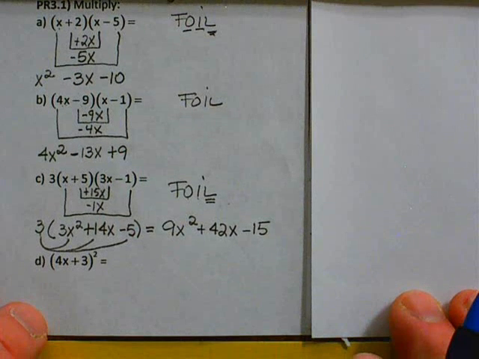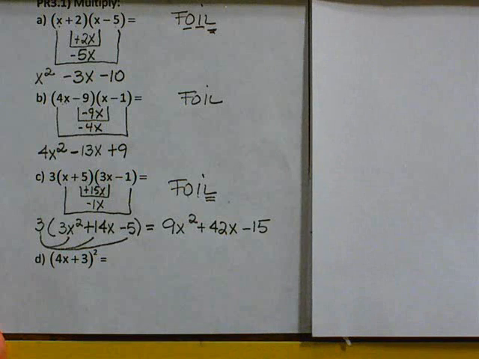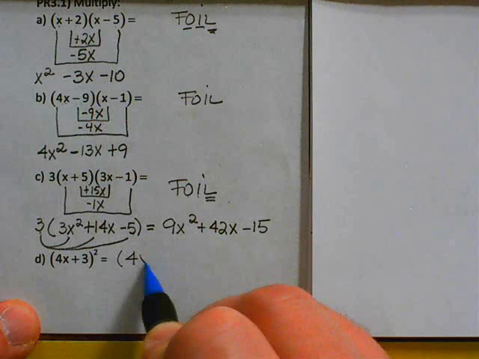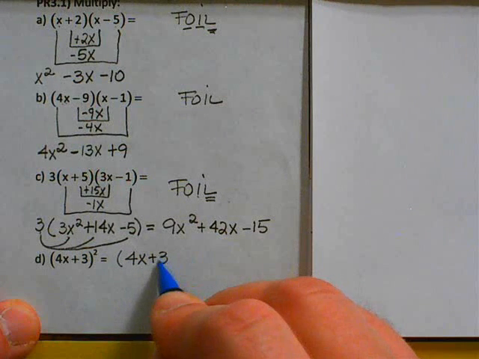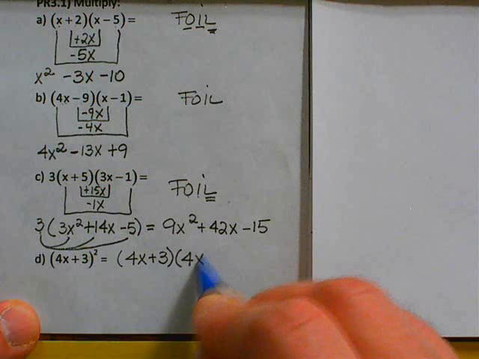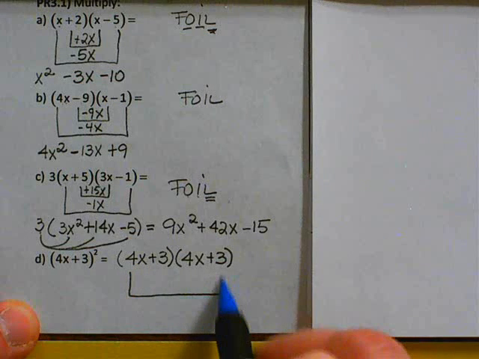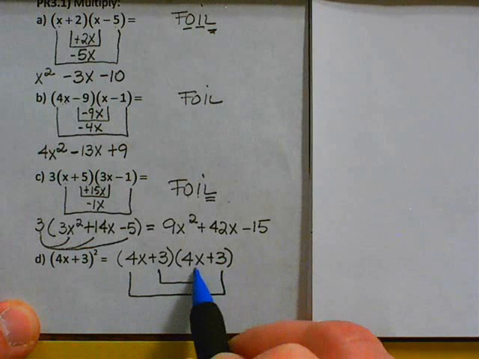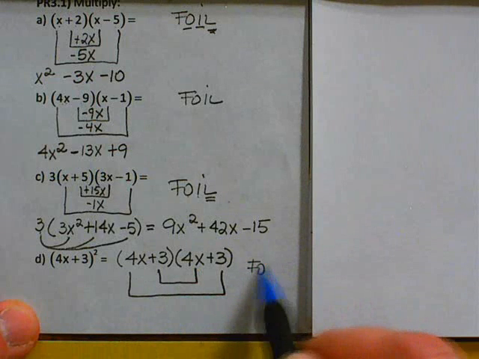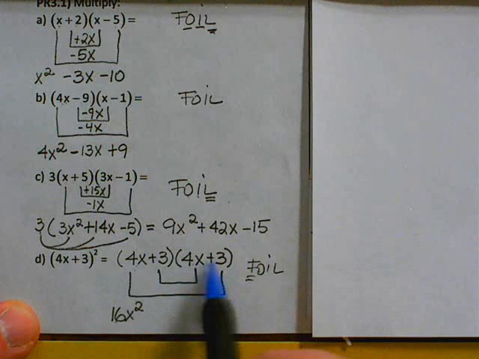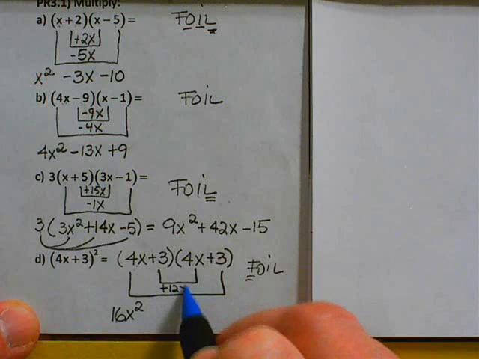Alright, now let's do letter D. Letter D, basically, we're going to write this again, but now instead of writing with exponents, we're going to write it twice. And then we apply the FOIL. FOIL is first times first. 4x times 4x is 16x squared. O, outside times outside, gives you positive 12x on the outer box.